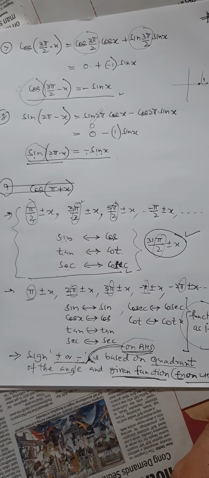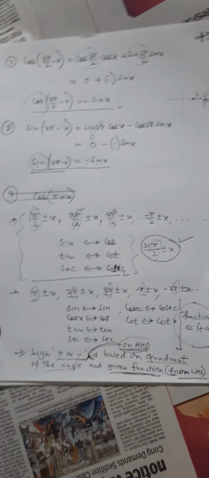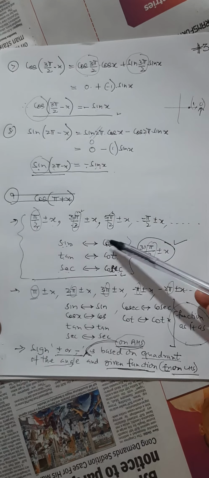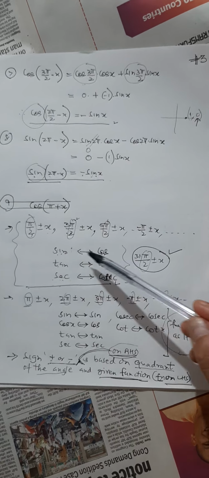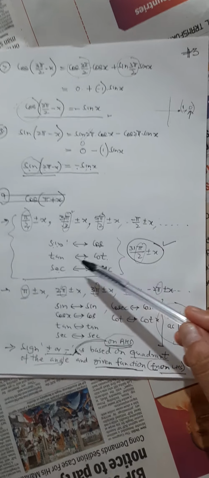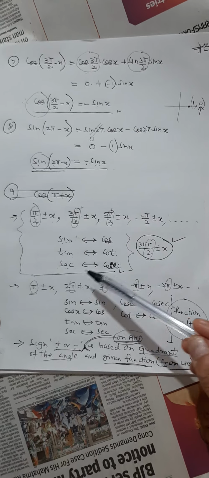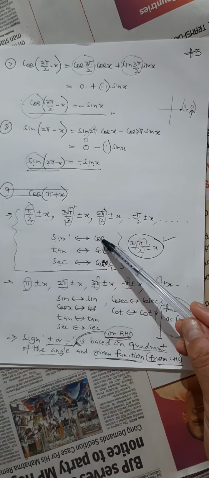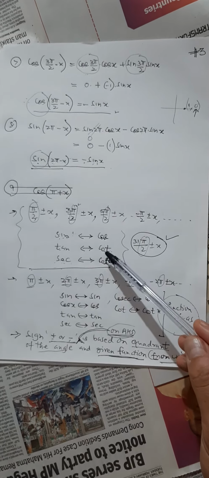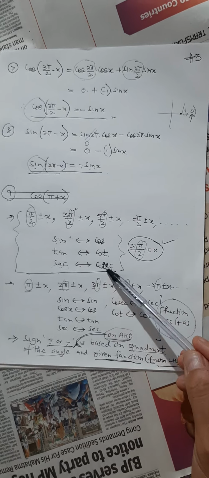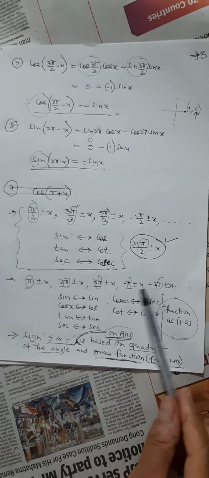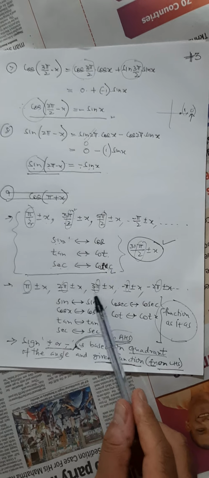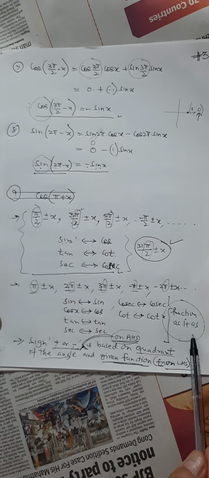So three things we have noted. Which three things? You decide the function based on the angle. If you have this angle, you write this. If you are given sine, write cos. If you are given tan, write cot. If you are given sec, write cosec. If you are given cos, write sine. If you are given cot, write tan. If you are given cosec, write sec. Number one. If you have a multiple of pi, 2 pi, 3 pi, then the function remains the same.